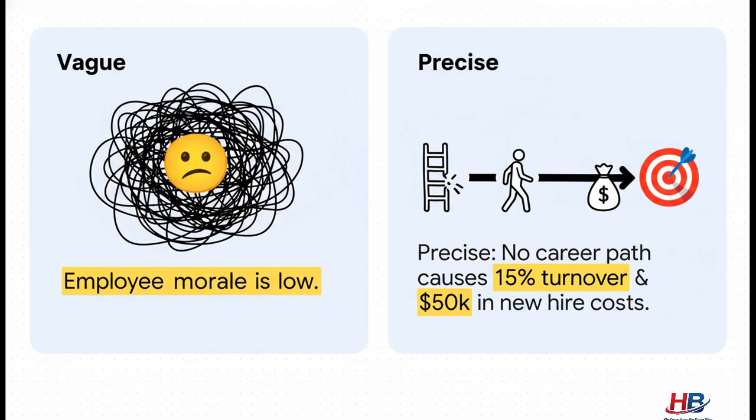But now, look at the right. By using CESP, we get the whole story. The cause: a lack of clear career paths. The problem this creates: a 15% jump in people quitting. The symptom that got our attention: that low morale. And the effect: a $50,000 hit from recruitment costs. That is a problem you can actually solve.